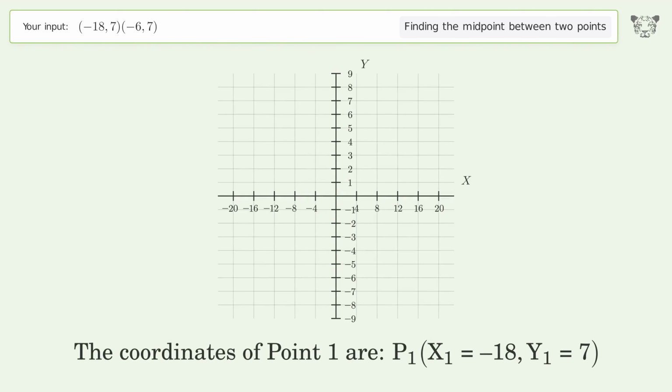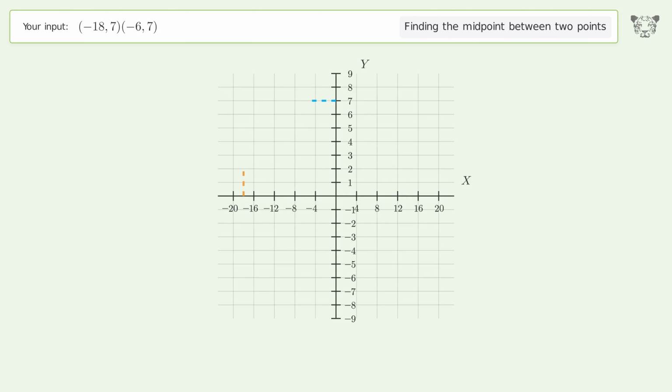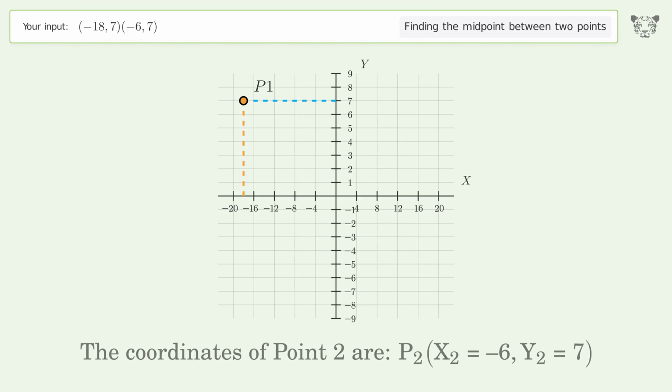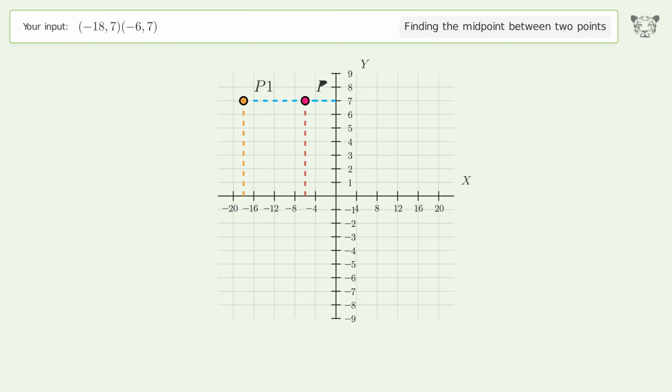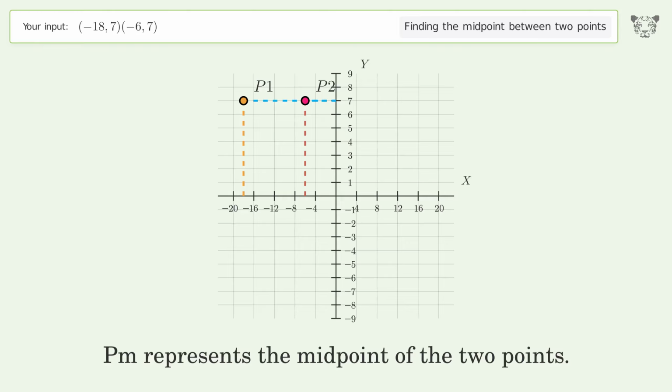The coordinates of point 1 are x1 equals -18, y1 equals 7. The coordinates of point 2 are x2 equals -6, y2 equals 7. PM represents the midpoint of the 2 points.